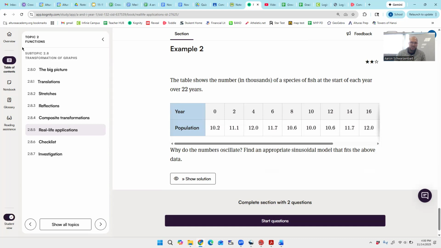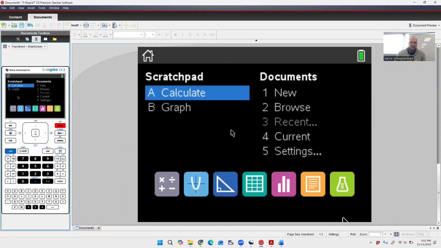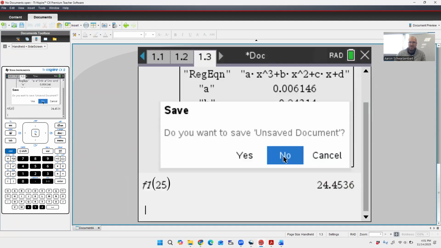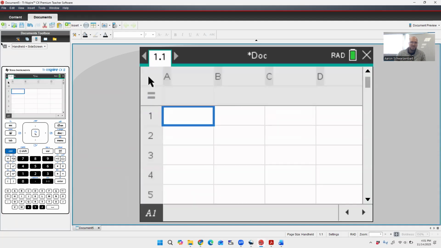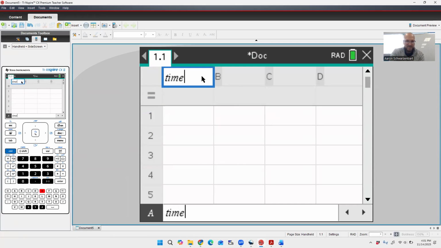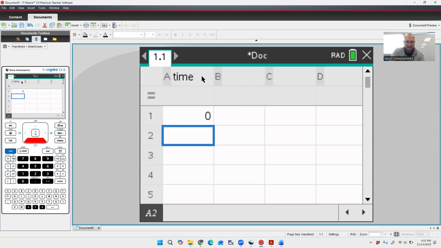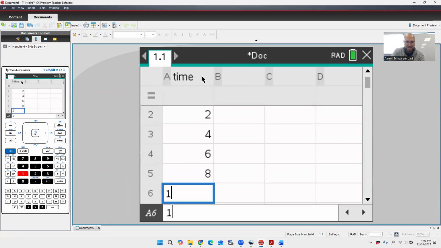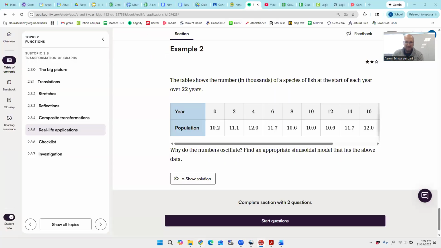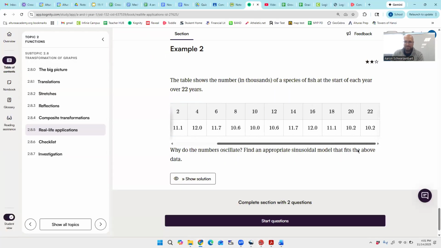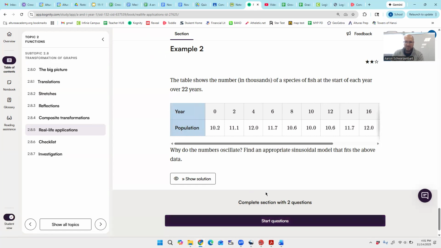So to do this, we're going to use the graphing calculator. I guess that means it's time to start a new one. I don't want to save, and I'll start with a list in spreadsheets. Time. This one is at least a 20. It might have gone to 22. I need to go back and check my data. It went to 22.